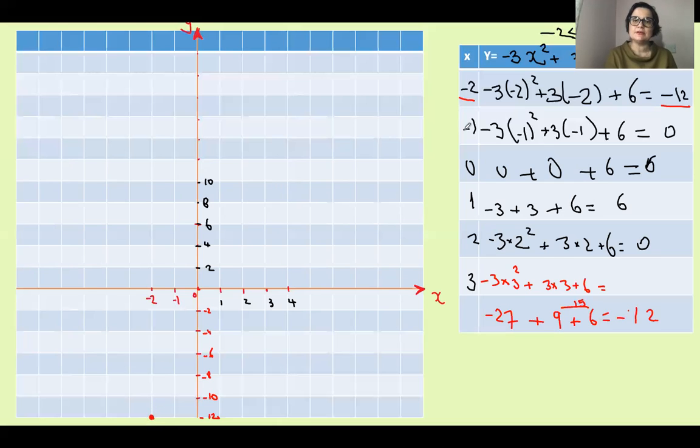Next one is going to be minus 1, 0. So it's going to be this point here. Next one, 0, 6. So it's going to be this one here. Next one, 1, 6. So it's going to be this point there. 2, 0. X2, Y0. So it's going to be this point here. The next one is 3, minus 12. So it's going to be 3, minus 12 at this point there.